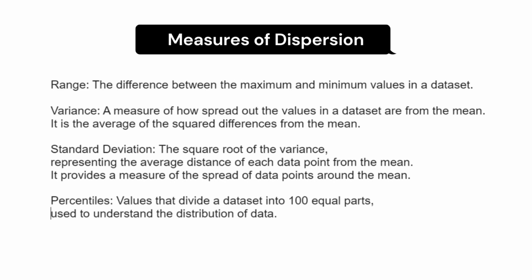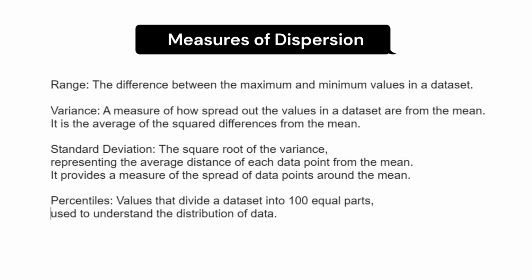So it includes range, which is nothing but the difference between the maximum and minimum value. So just take out the maximum value and the minimum value, just minus the minimum value from the maximum, you will get your range. And you have then variance, a measure of how spread out the values in the data sets are from the mean. It is the average of the squared differences from the mean. My next video will be on this measure of dispersion, so stay tuned. Make sure you have subscribed to it.